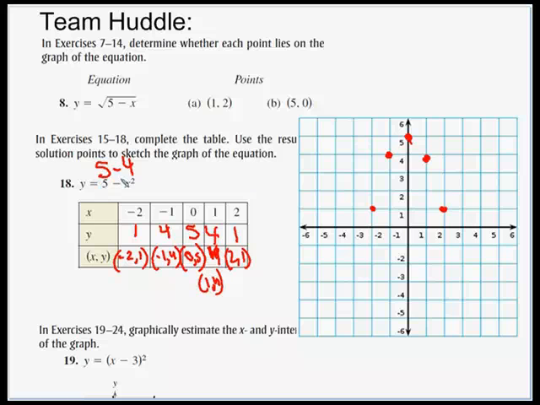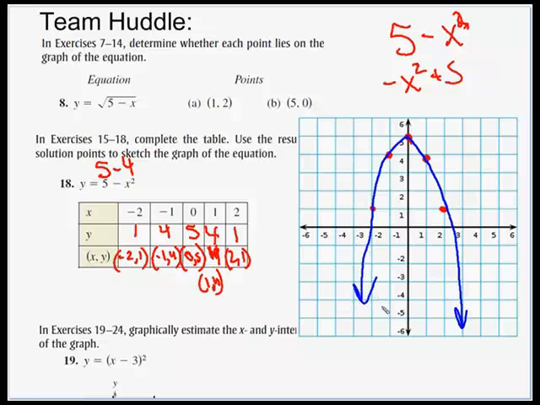This is 5 minus x squared. Remember when I said positive x squared is a parabola opening up. Even though the x squared term is written second, we could rewrite it as negative x squared plus 5. That negative tells us our parabola is opening downward, and that's exactly what we see here. We cross the y-axis at 5, and our parabola opens down.